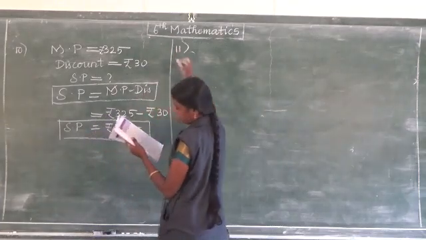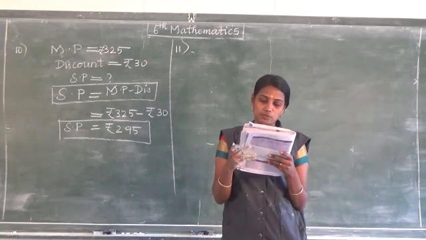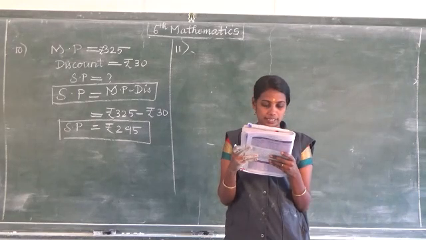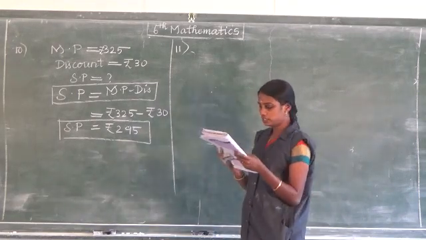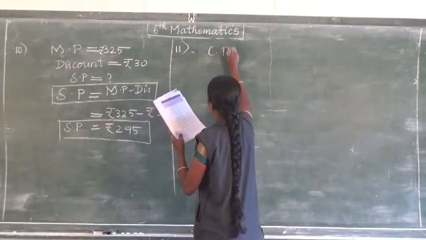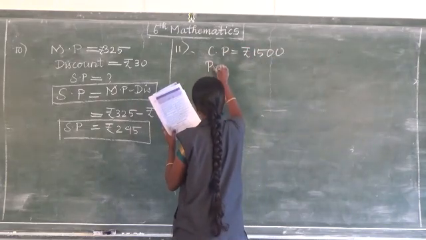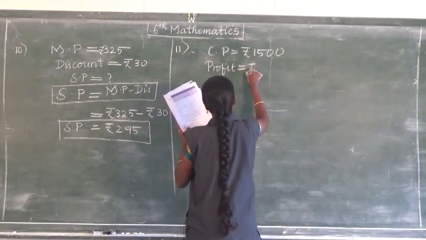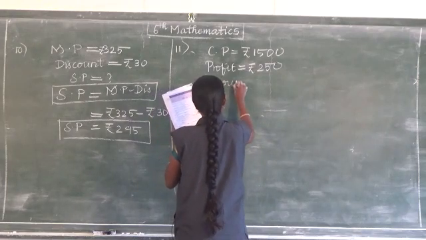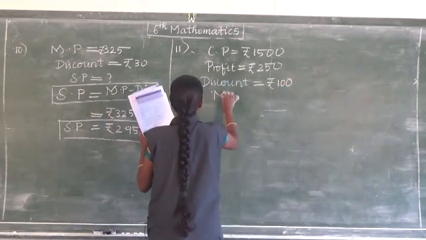Next question number 11. A man buys a chair for rupees 1500. He wants to sell it at a profit of rupees 250. After making a discount of 100, what is the marked price of the chair? Listen to me. A man buys a chair. Buy means cost price. The cost price is 1500. Then profit is rupees 250. And discount 100. Find the marked price.